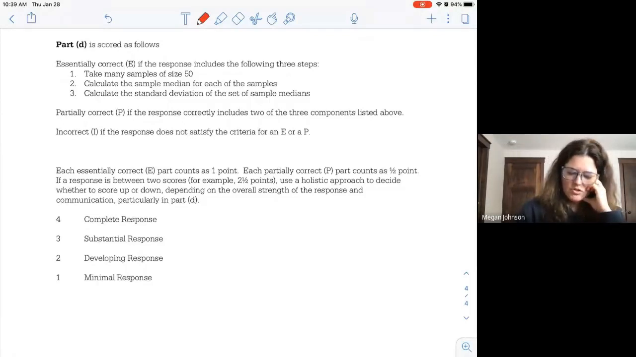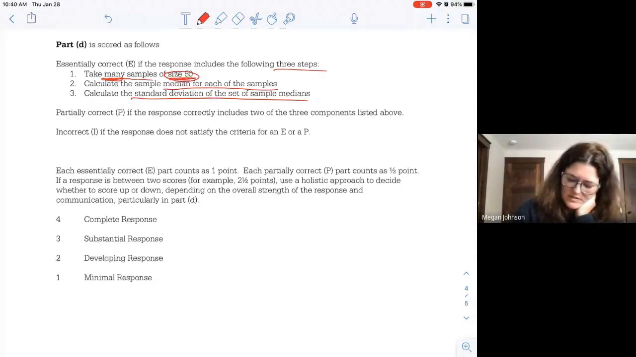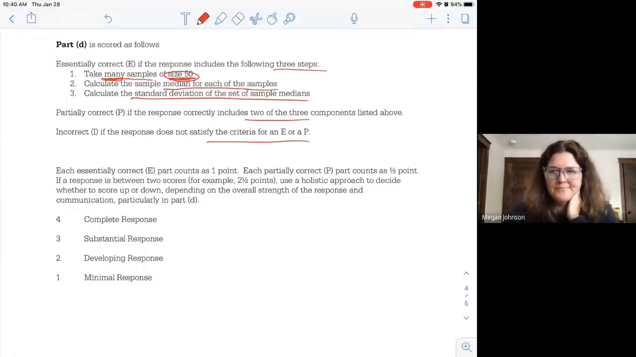So it says, essentially correct if the response includes the following 3 steps. Take many samples of size 50. Calculate the sample median for each of the samples. Calculate the standard deviation for the set of the sample medians. That's it. They just want you to recognize that it can be done as long as you're taking many, many, many samples of size 50, which allows you to use normal calculations. It says partially correct if the response correctly includes 2 of the 3 components, incorrect if it does not satisfy those. Okay.